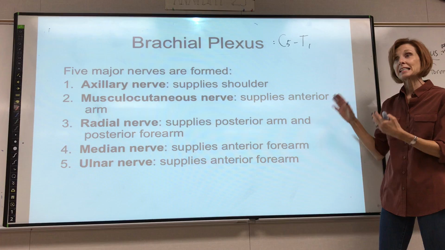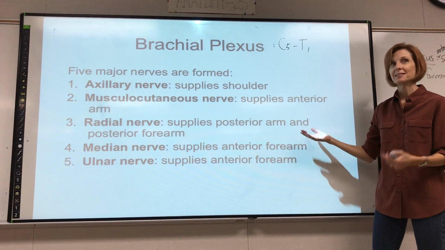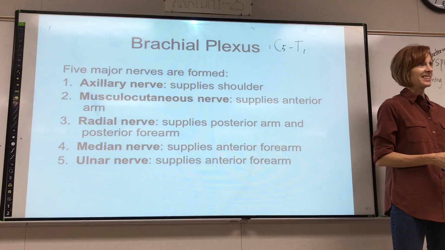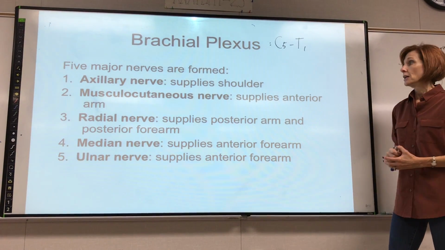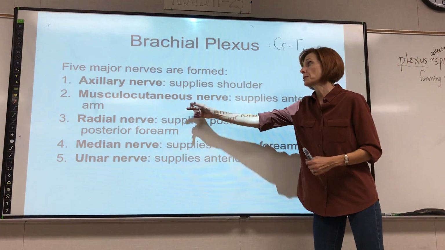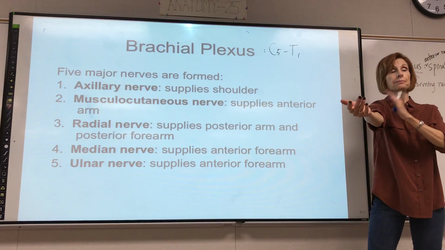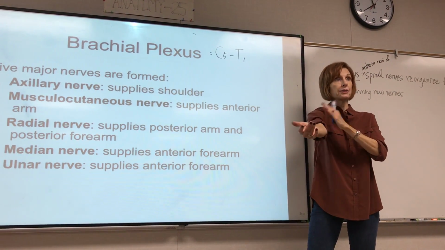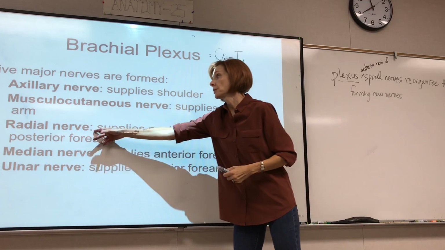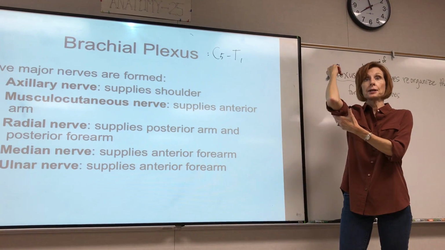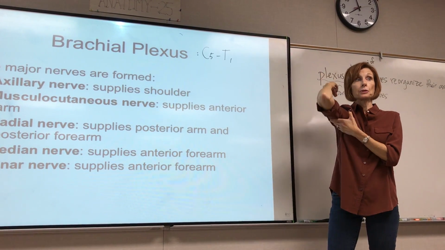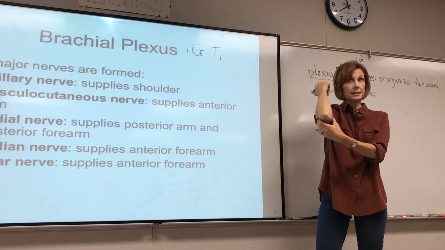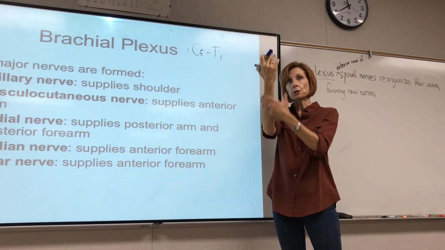And if you're interested in exactly what muscles these supply, your book will tell you. It will even tell you the part of the skin each one of these supplies. Okay, the musculocutaneous nerve supplies the anterior arm. You guys remember, arm is just here, right? So anterior arm. The radial nerve is a large nerve that supplies the entire posterior upper extremity. So the posterior arm supplies the triceps muscles, all the extensor muscles here.